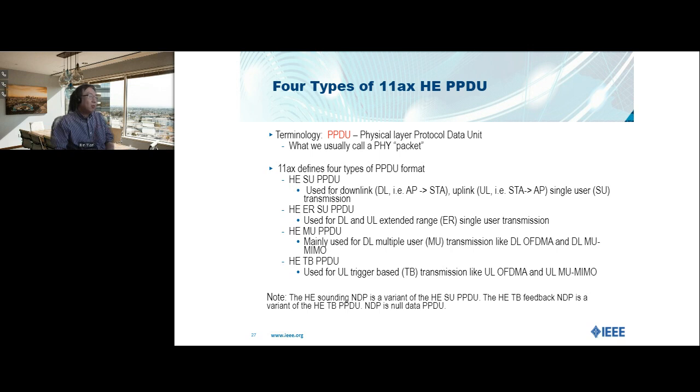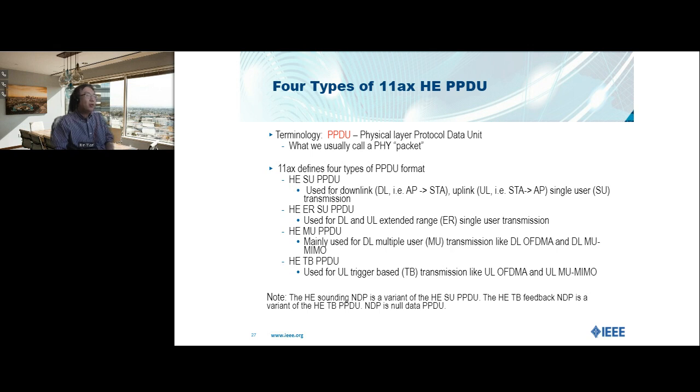The last one is called HE TB PPDU. TB here stands for trigger-based PPDU. It's used for uplink trigger-based transmission, uplink OFDMA and uplink MU-MIMO. We'll talk about in the future why uplink OFDMA and uplink MU-MIMO need special treatment and need to use trigger-based transmission.